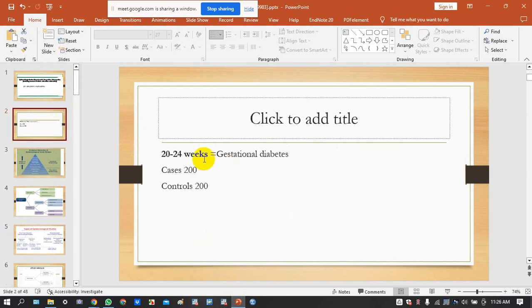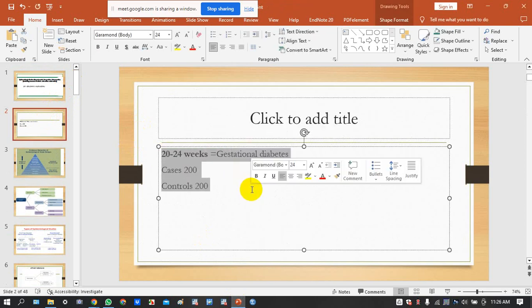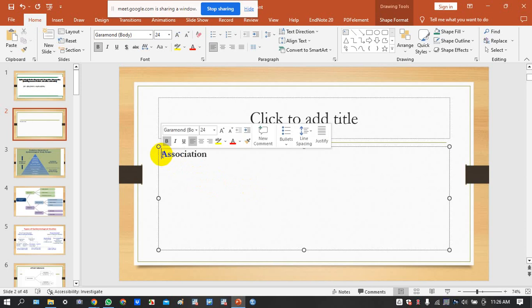So, what do you call it? A cross-sectional study just looks at what, what do we call it? Association. So association. So a cross-sectional study just looks at testing for associations.